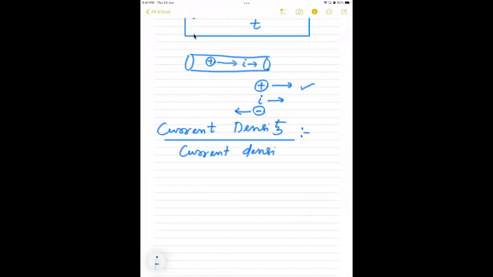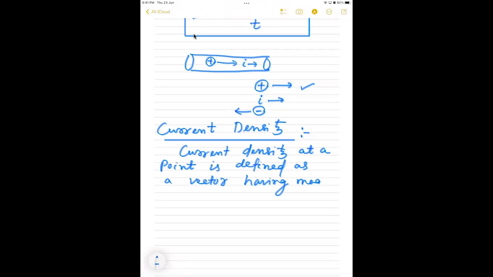Current density at a point is defined as a vector having magnitude equal to current per unit area.